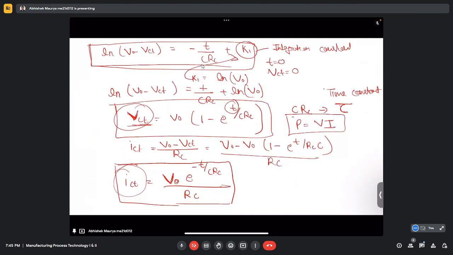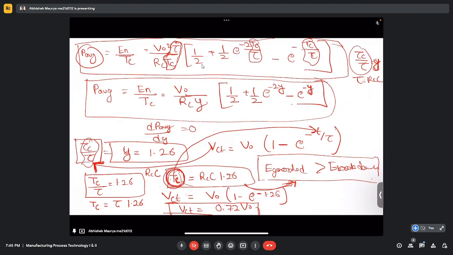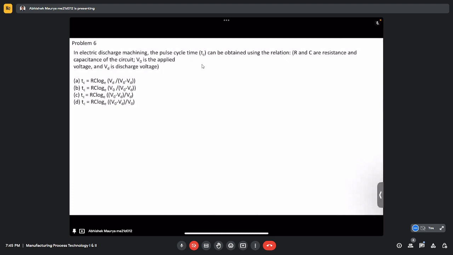So how or what is the physical meaning of all these things? Is it clear? Okay, if it is clear, let's move to the next problem. You can give your response in the chat box. After that, we will discuss it together.